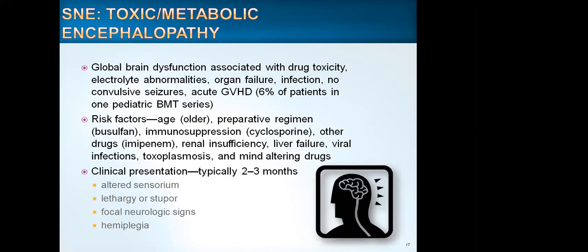Risk factors: again, age, older patients will be at high risk for encephalopathy. Chemotherapy like busulfan, cyclosporine, imipenem, renal insufficiency, liver failure, and viral infections. All these things are high risk for encephalopathy. Clinical presentation: altered sensorium, the patient will be confused, lethargy will be there, focal neurological signs will be there, and hemiplegia is a possibility.